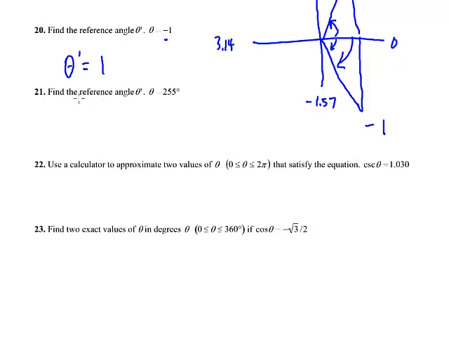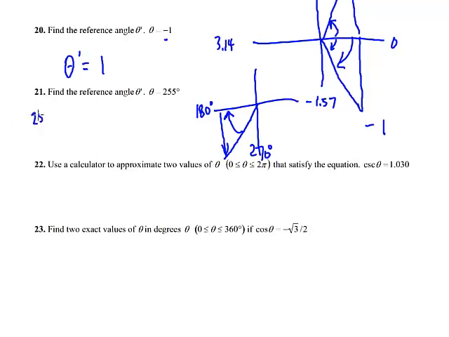Okay, number 21, find the reference angle for 255 degrees. 255, this is 270, this is 180. 255 would be in here somewhere. So the reference angle would be going back to the x-axis. So that means I want to subtract 180.